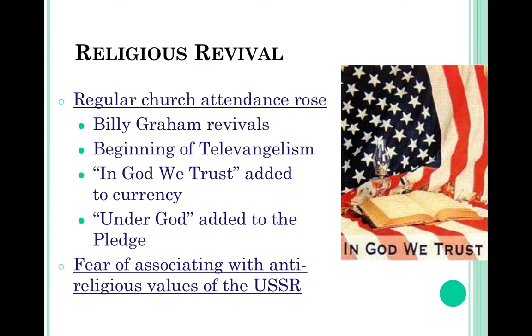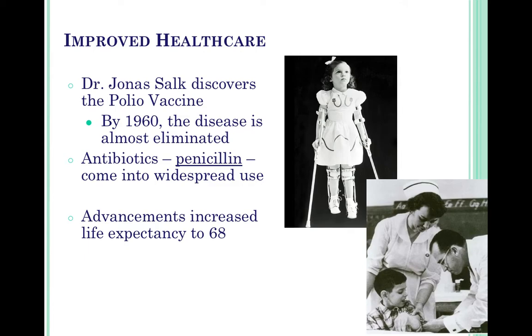We're going to have improved healthcare. You've probably heard of the Jonas Salk Institute, which discovers the polio vaccine. Polio, we have no clue today in the Western world how devastating polio was, but polio was an epidemic. It was just destroying young lives. And so by 1960, the disease is almost eliminated. Antibiotics, such as penicillin, came into widespread use. So I would definitely know that term, penicillin. Advancements increased life expectancy to 68 years of age.